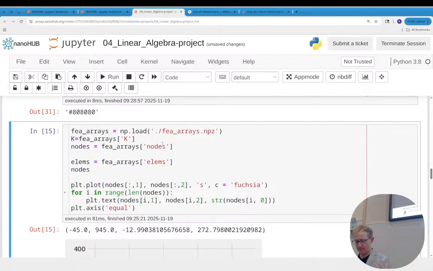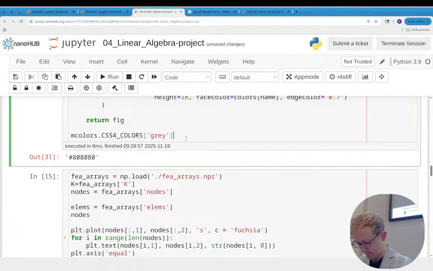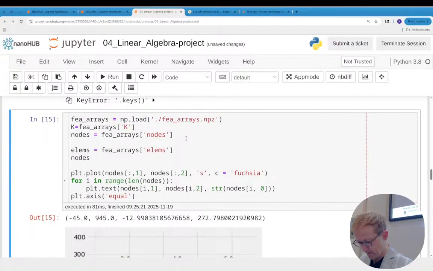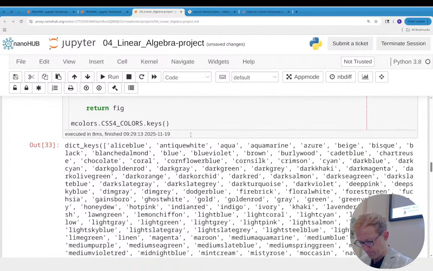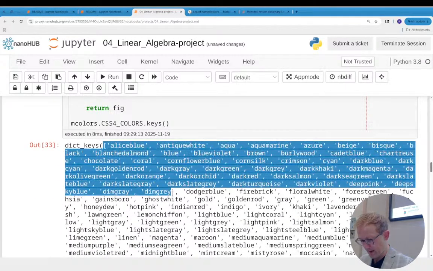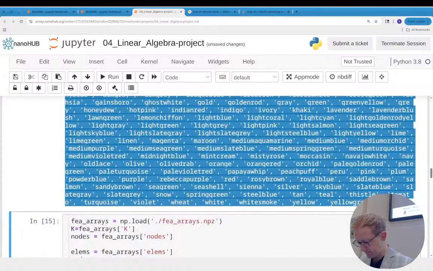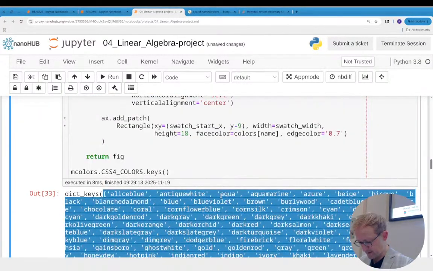But you could grab that list of all the keys, and we could manually say, here's my list of colors.